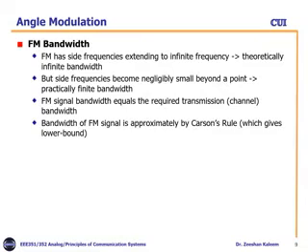To conclude, FM has side frequencies extending to infinity, theoretically infinite bandwidth, but side frequencies become negligibly small beyond a point, giving a practically finite bandwidth. The FM signal bandwidth equals the required transmission bandwidth, right? So the bandwidth of an FM signal is approximately defined by using Carson's rule, which gives the lower bound.